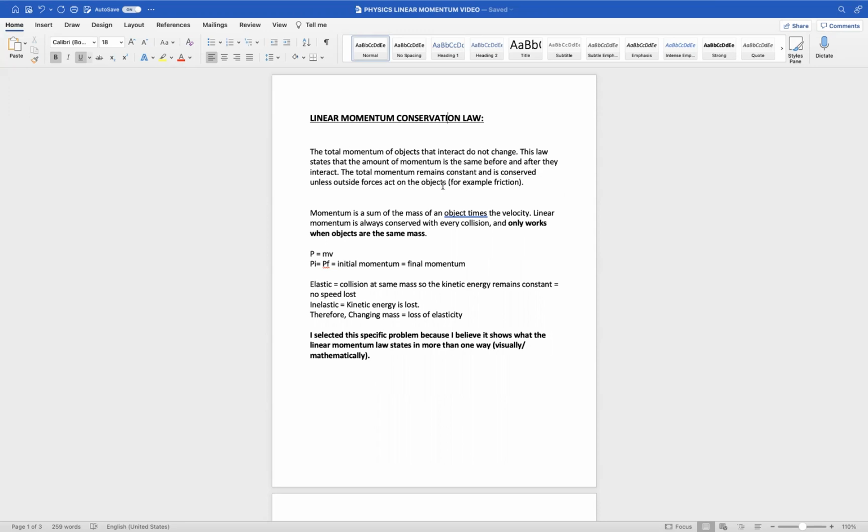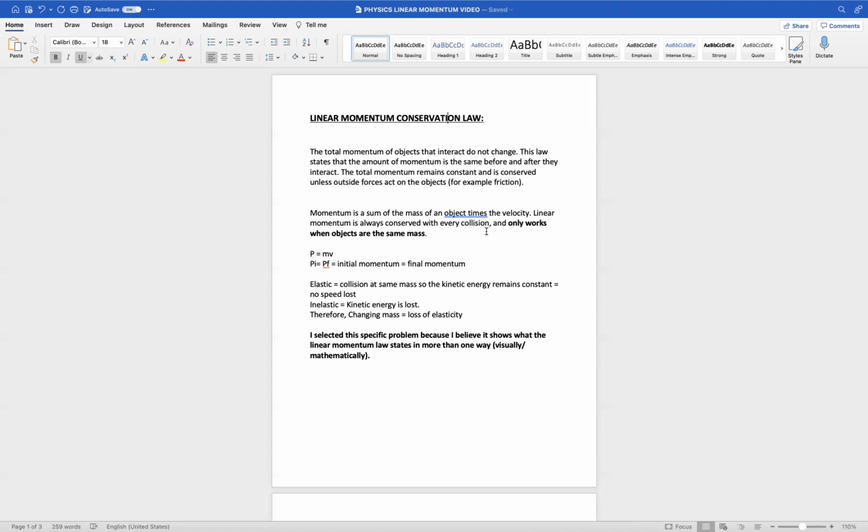The total momentum remains constant and is conserved unless outside forces act on the object, for example, friction. Momentum is the mass of an object times the velocity. Linear momentum is always conserved with every collision as long as the objects are the same mass. So p equals mv, which is the mass of an object times the velocity. And if the objects are the same mass, this should mean that they are elastic.